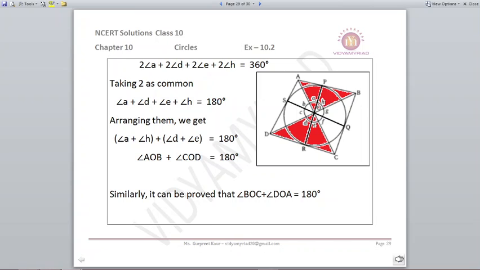to 180 degrees. Just arrange them together, you get A plus H and you get D plus E, that is equal to 180 degrees. We can write it as angle AOB plus angle COD, that is equal to 180 degrees, and hence we have proved what is asked in the question.